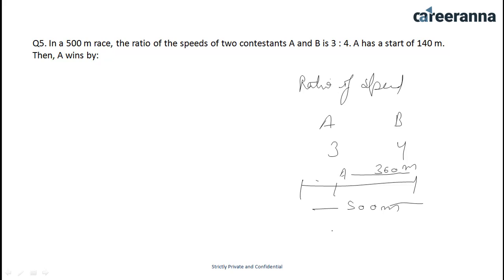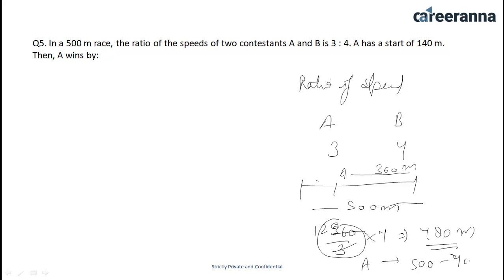So the time taken by A would be 360 divided by 3. In the same time, B would travel that times 4, so it will give you the distance traveled by B. So it is 480 meters. So A wins by 500 minus 480, which is equal to 20 meters. Here is the solution.